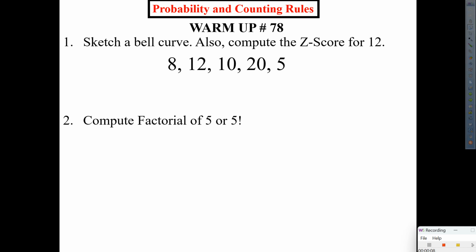Warm-up 78 is on the screen. Number 1, sketch a bell curve. Also compute the z-score for 12. And number 2, compute factorial of 5, also known as 5 with an exclamation. That's what factorial means. I'll go over that in a little bit.